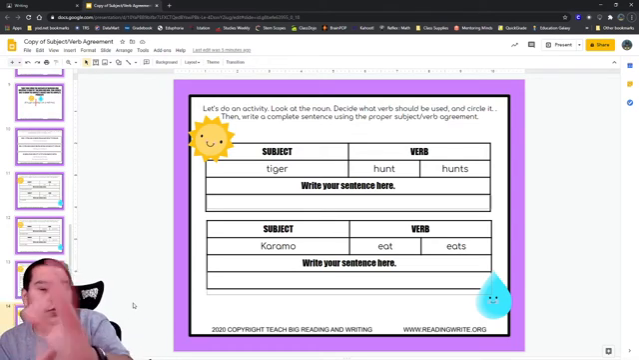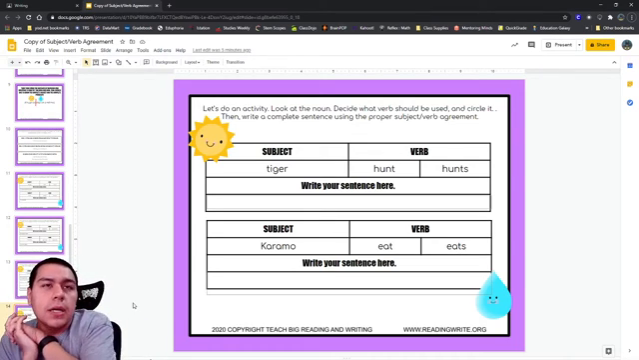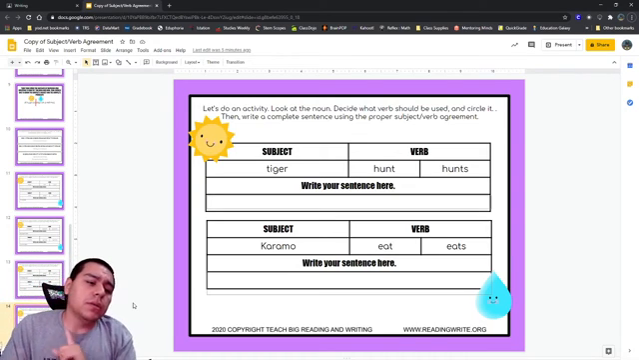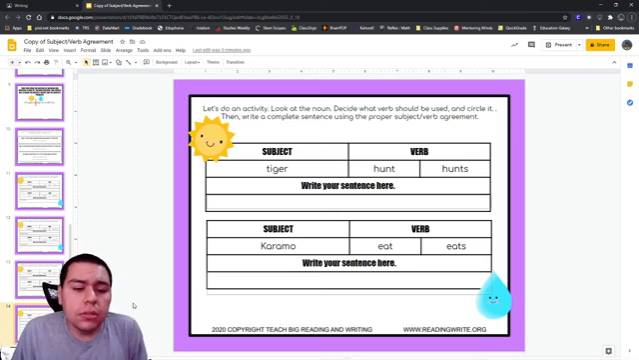Okay, last two sentences, let's check them together. Our subject needs to be tiger. Who can tell me what verb matches with tiger? Okay?